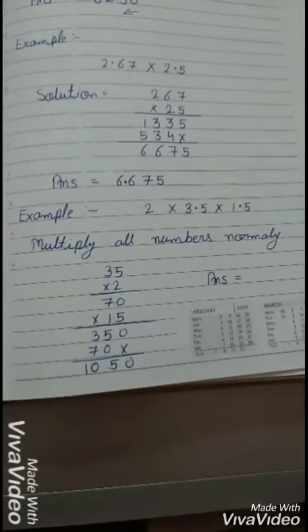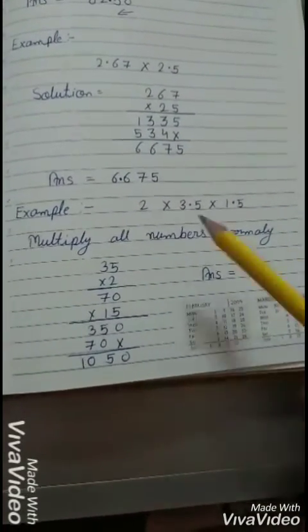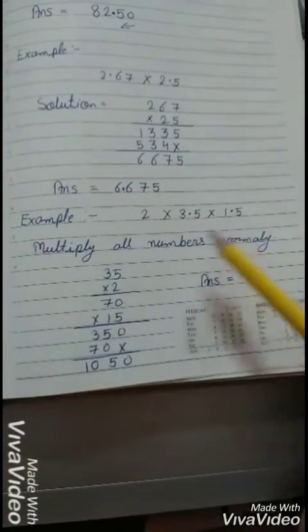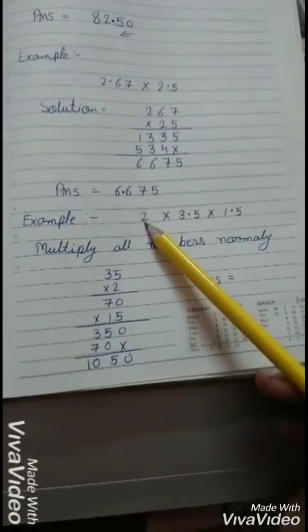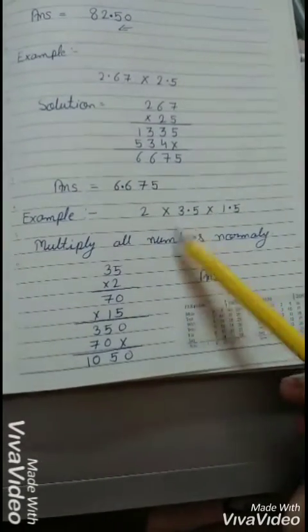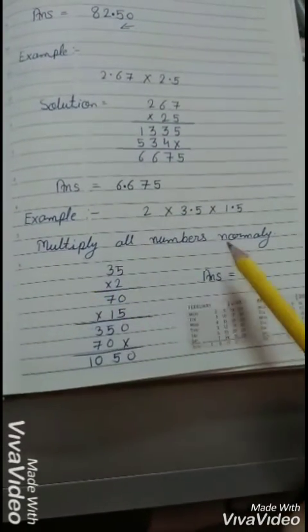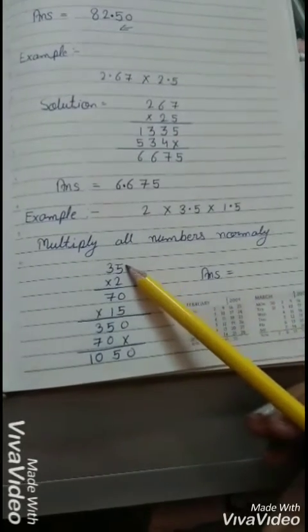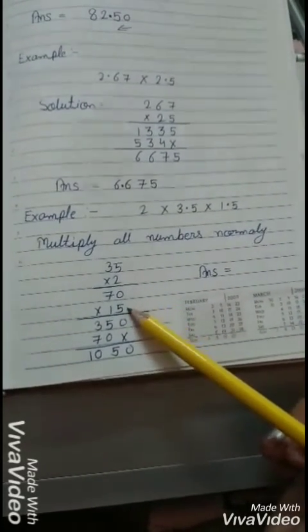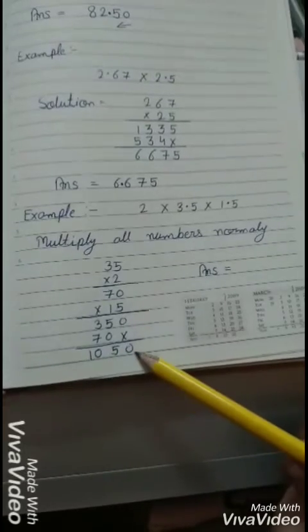Let's take another example. Here we have 3 numbers: 2, 3.5 and 1.5. As you can see, 2 is a whole number, that means there is no decimal part. So multiply all 3 numbers normally. That means 35 into 2 we get 70, and when we multiply 70 by 15 we get 1050.